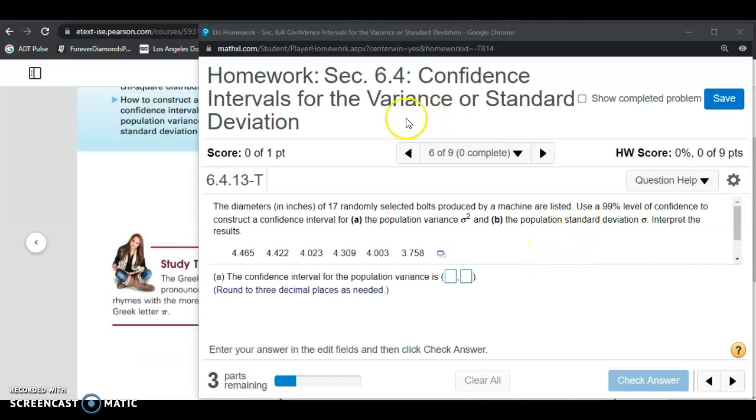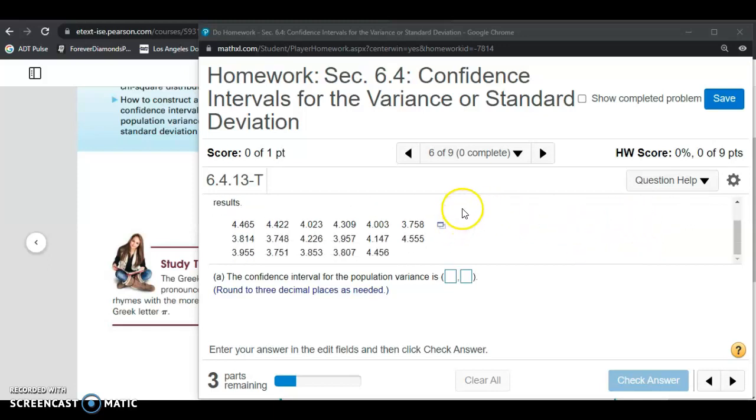Let's go look at problem 6 from the homework. It says that the diameters in inches of 17 randomly selected bolts produced by a machine are listed. Using a 99% level of confidence, construct a confidence interval for A, the population variance sigma squared, and B, the population standard deviation sigma, and then interpret the results.